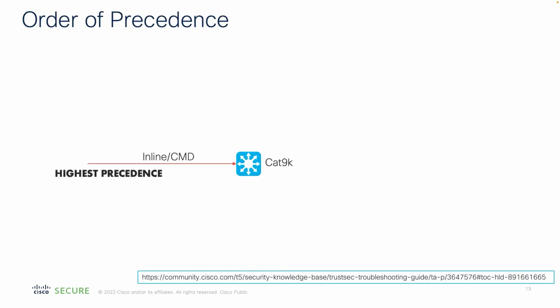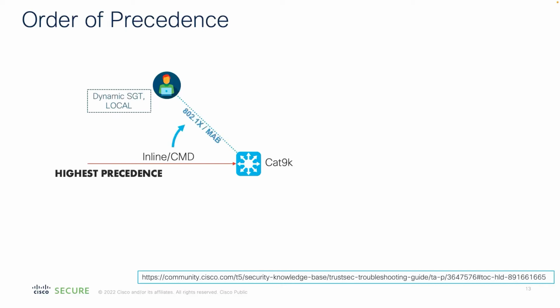So inline tagging is the highest precedence coming into the Cat9K. Now, it's the same for the majority of our products. There's just one slight anomaly with the Cat4K. And if you want to know what the Cat4K does, you can read the troubleshooting guide there. That doesn't quite give the highest priority to inline, but most of our products do. So this is the highest precedence. If we've got an SGT off the wire, it'll use that for an IP address.